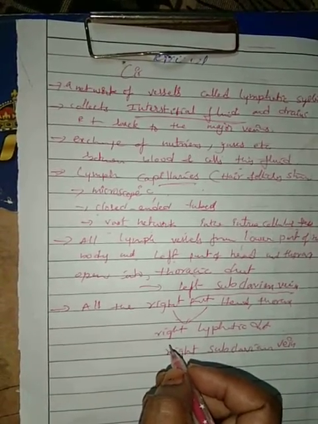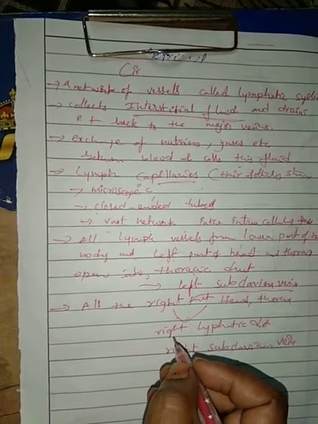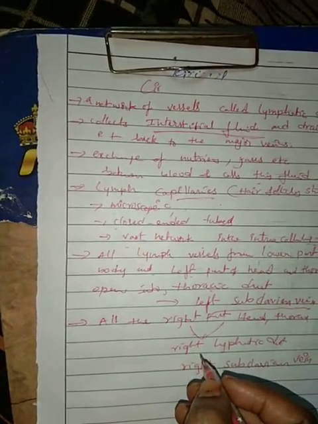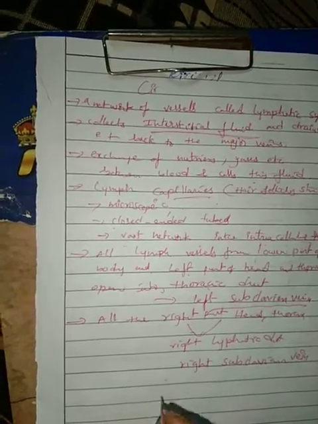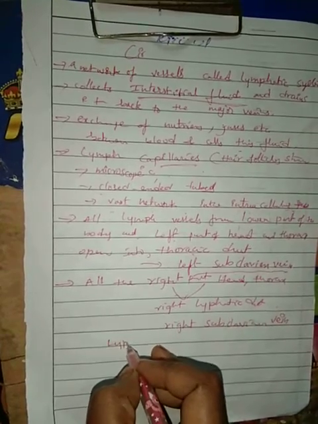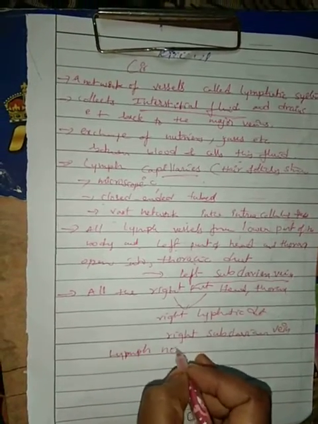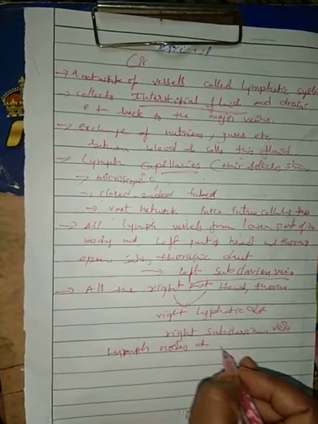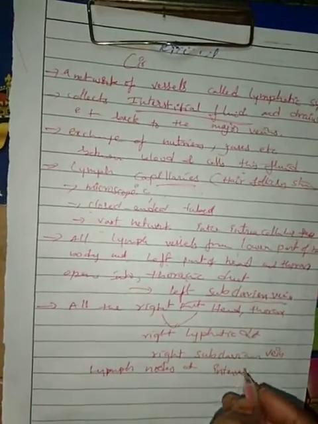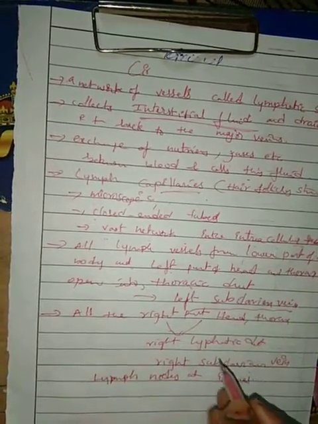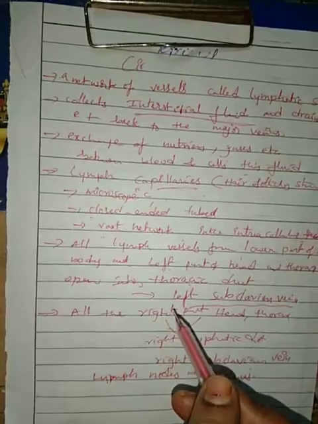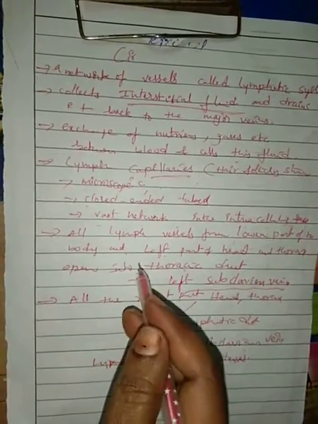Lymph vessels bear lymph nodes at intervals, and they are abundant in the neck, armpit, and groin, etc. So these are the lymphatic system, or lymph. Okay, and the remaining part is the blood clotting factors.